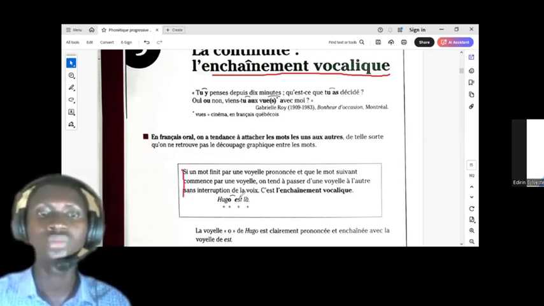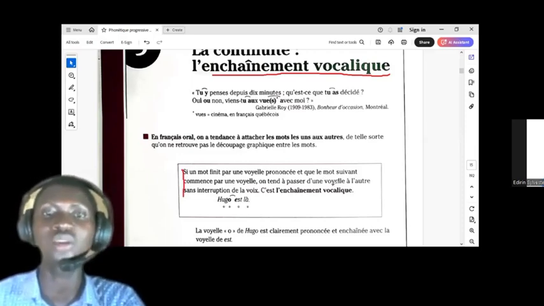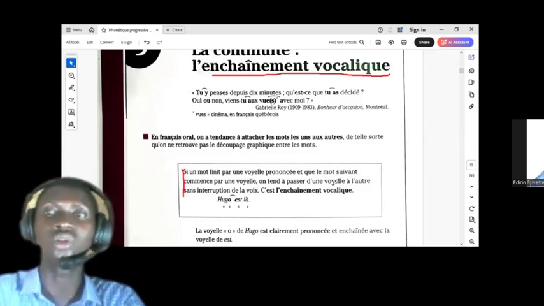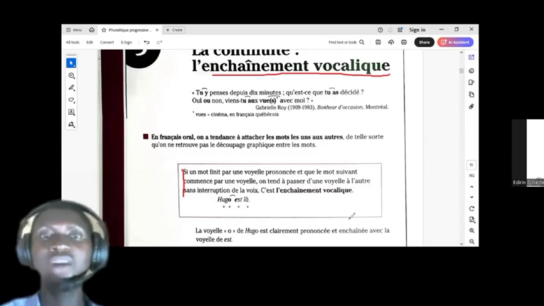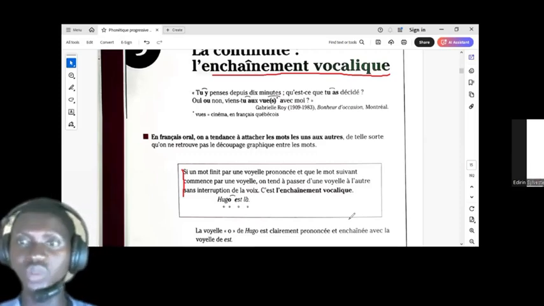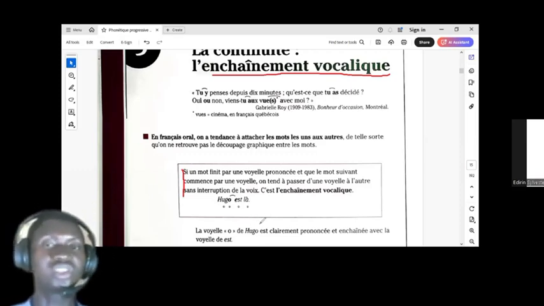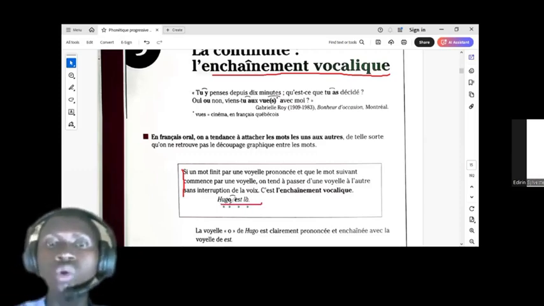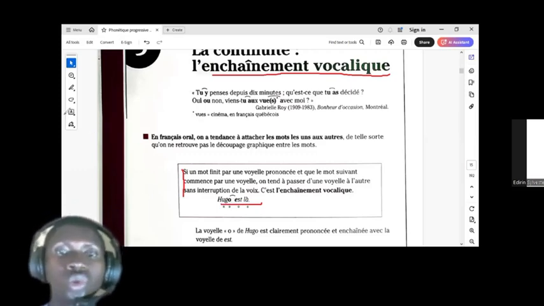Si un mot finit par une voyelle prononcée et que le mot suivant commence par une voyelle, on tend à passer d'une voyelle à l'autre sans interruption dans la voix. C'est l'enchaînement vocalique. So when you are leaving one vowel that is pronounced for another without interrupting your speech, without slowing down, it's called l'enchaînement vocalique. Look, for example, the sentence, "Vous êtes là." So we have O, E pronounced together. It's called l'enchaînement vocalique. So that is the basic thing you need to know about that.